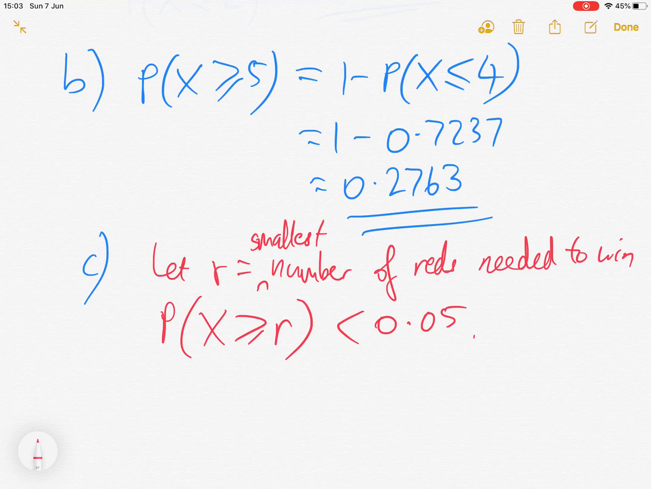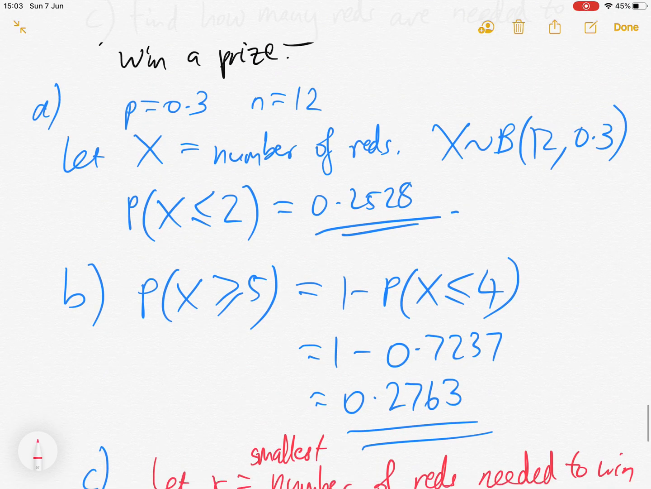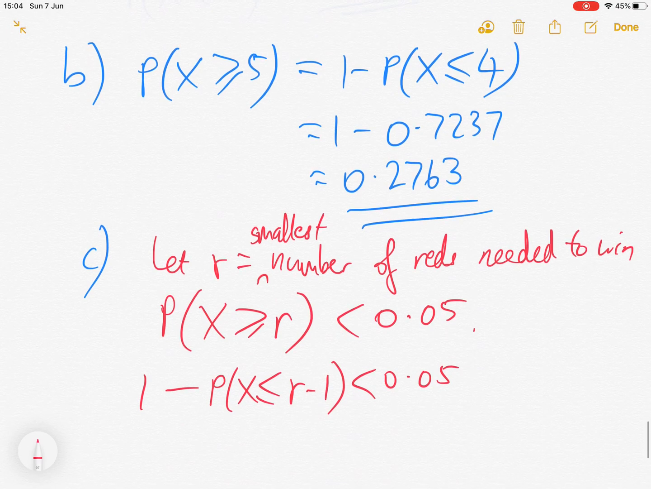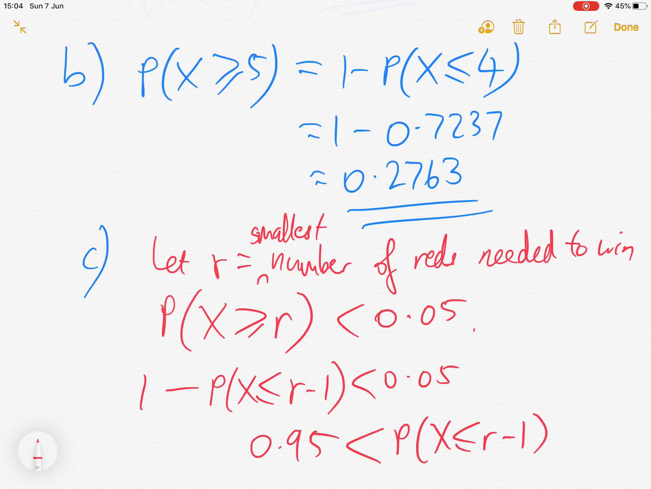Notice that, well, let's convert it to something in terms of probability X is less than or equal to something. So the probability X is greater or equal than R is the same as 1 minus the probability X is less or equal than R minus 1. Because if you think about something like probability X is greater or equal than 5, that's the same as 1 minus probability X is less or equal than 4. And this rearranges, if we move this term to the other side, to the probability X is less or equal than R minus 1 is more than 0.95.